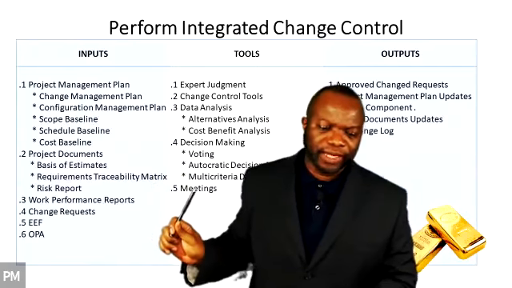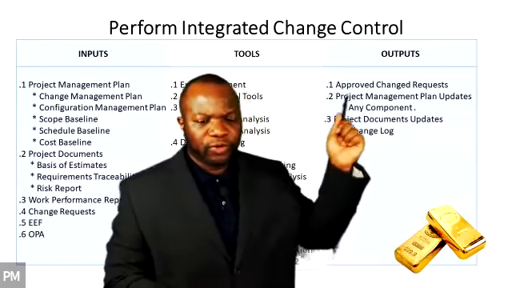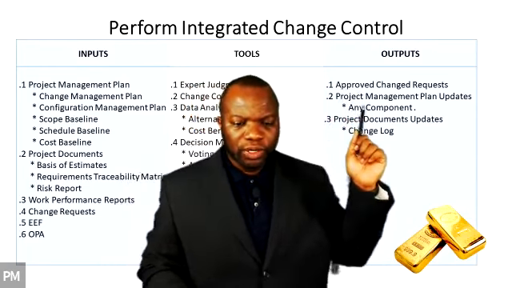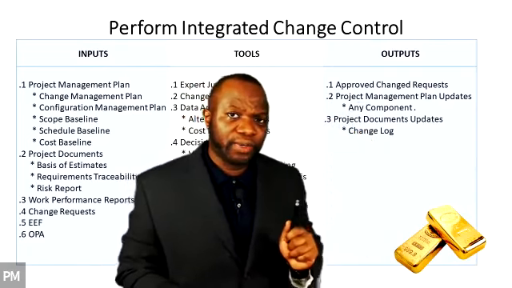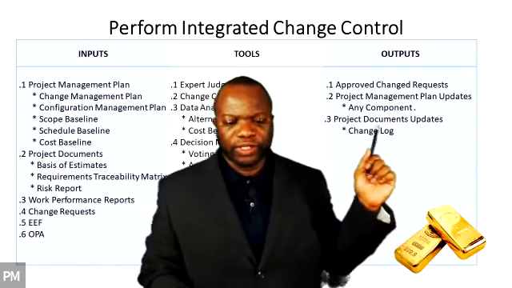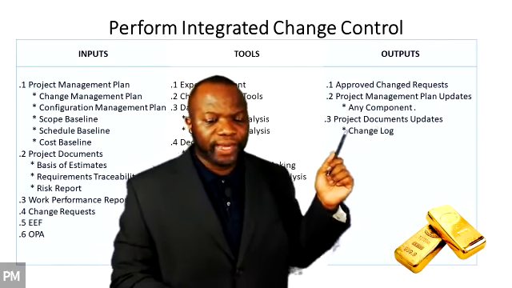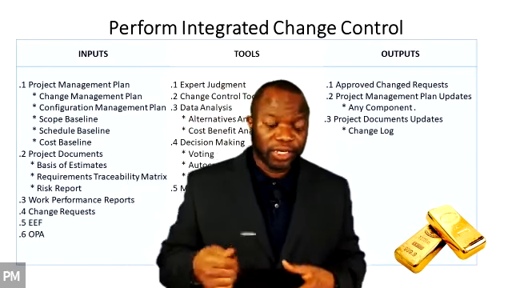Meetings, meeting of the minds, we already know what that is. The outputs, no brainer. Approved change request is a change request that has been approved. Project management plan updates, we're talking about any component, and project documents updates. Specifically, we have a new term here. I would have made this a major output. It's the change log, the change log.